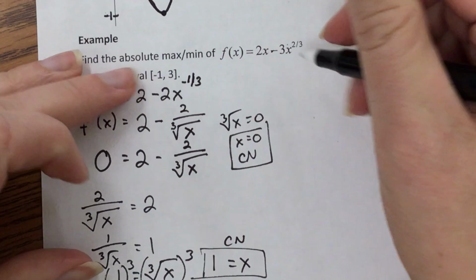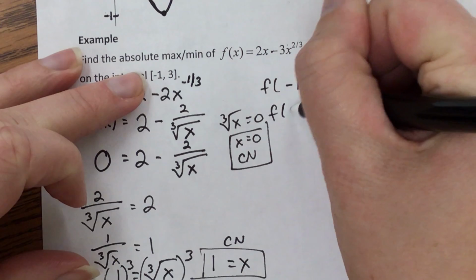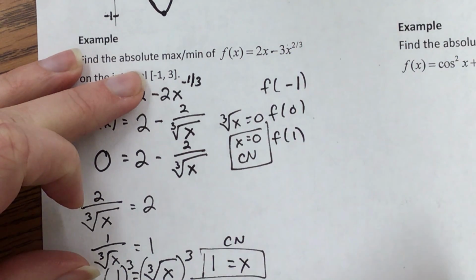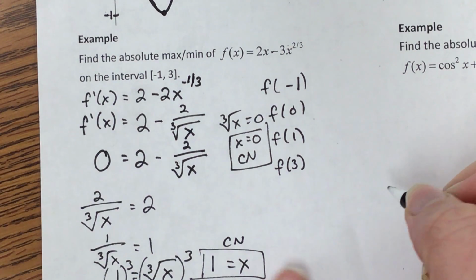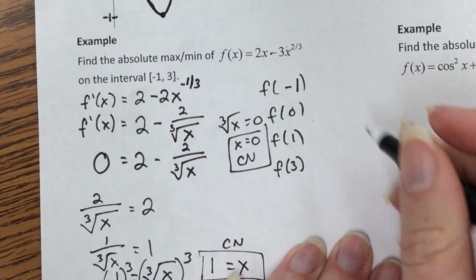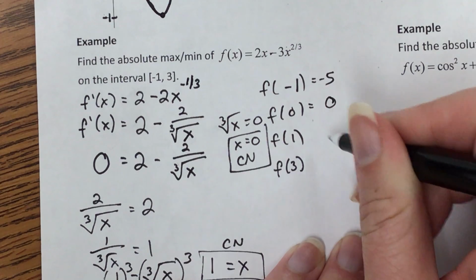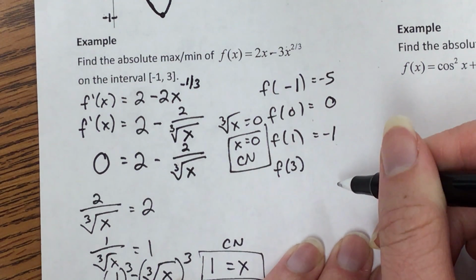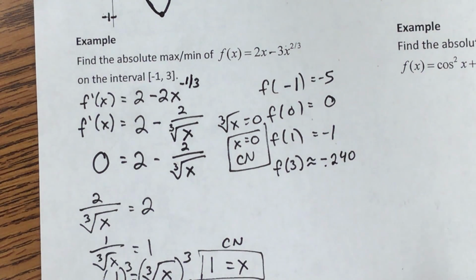We're going to check everything in order, starting with our endpoints. So f of -1, f of 0, f of 1, and f of 3. Using a calculator, we can get f of -1 is -5, f of 0 is 0, f of 1 is -1, and f of 3 is about -0.240. It's not very pretty because you're taking the cube root of 9, which 9 is not a perfect cube.